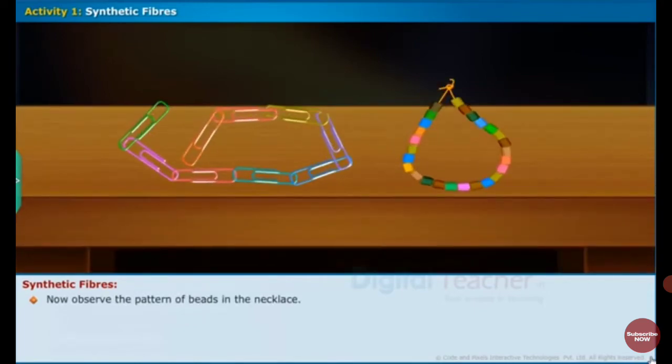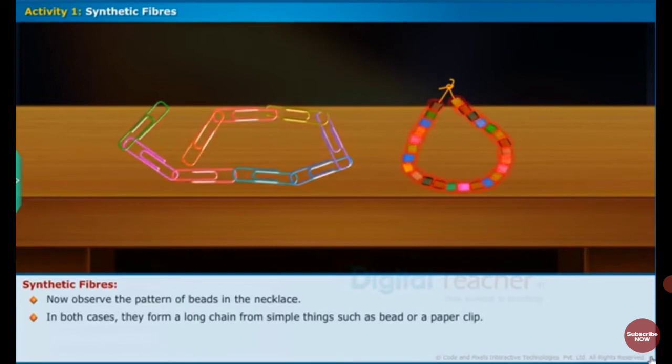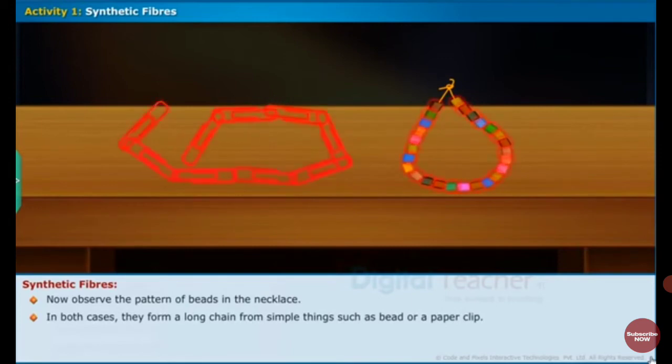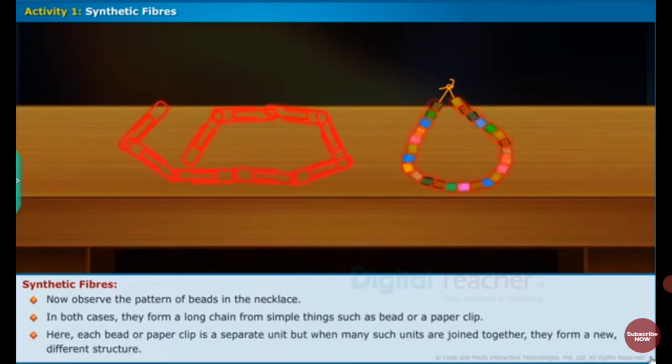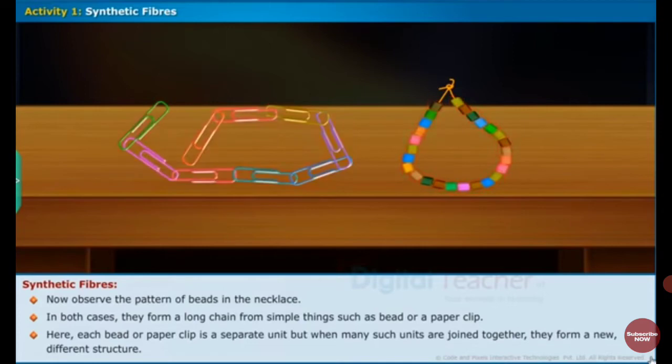Now, observe the pattern of beads in the necklace. In both cases, they form a long chain from simple things such as a bead or a paper clip. Here, each bead or paper clip is a separate unit, but when many such units are joined together, they form a new different structure.